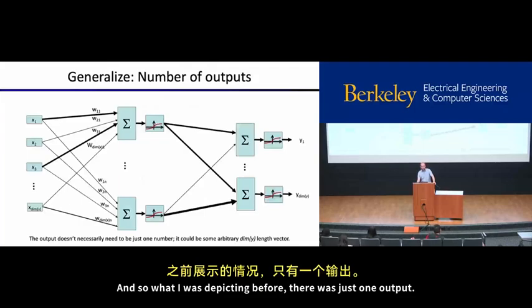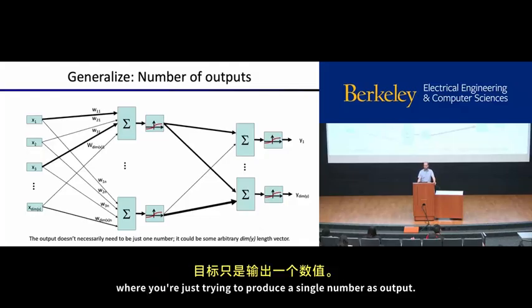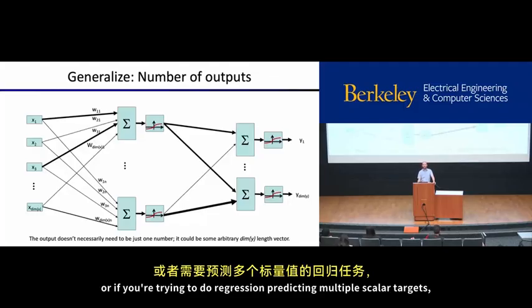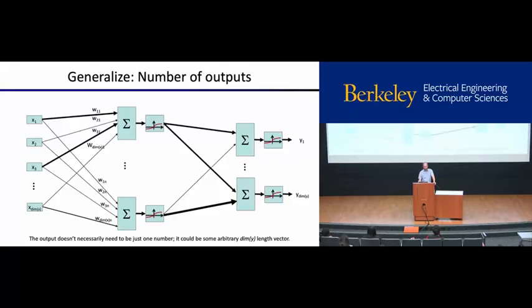So what I was depicting before, there's just one output, and so that's kind of like the binary classification setting or a regression setting where you're just trying to produce a single number as output. But if you had multi-class classification, or if you're trying to do regression predicting multiple scalar targets, then you might have multiple outputs. Still works basically the same way.